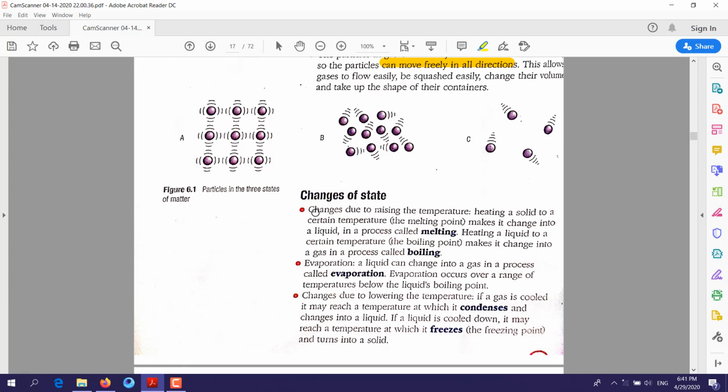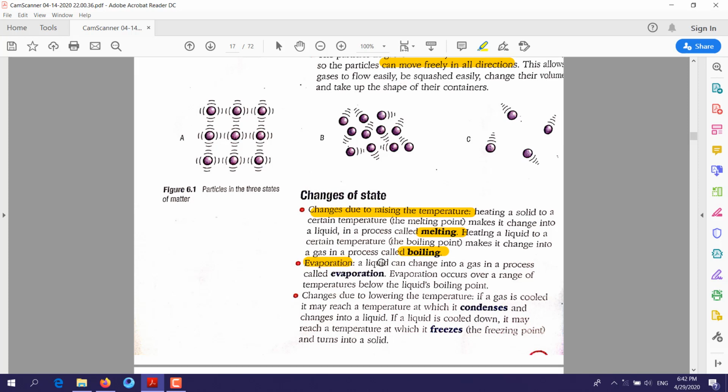So changes due to raising the temperature. Heating. When you have a solid, you will heat it. What will happen? This solid will start melting. So a solid will turn into a liquid by melting. Then a liquid, by heating it to a certain temperature, changes into a gas. This process is called boiling. So from liquid to gas, it's by boiling.